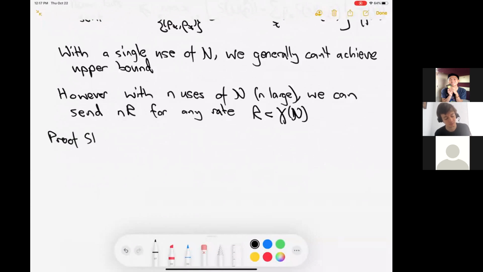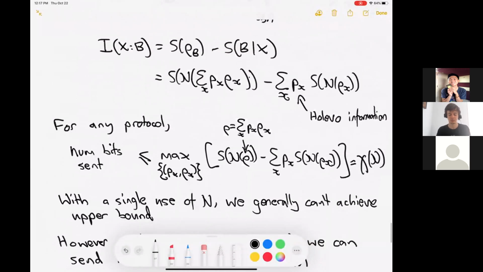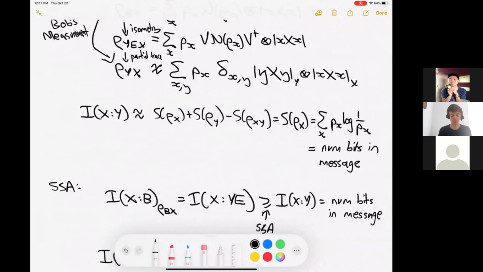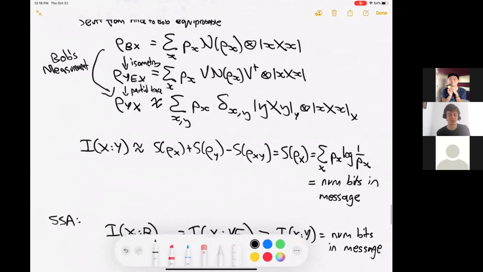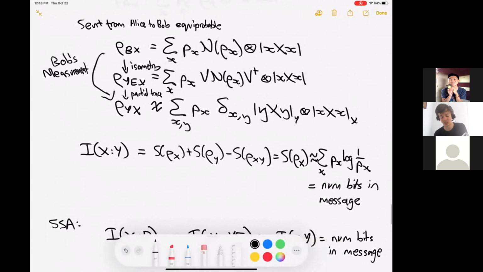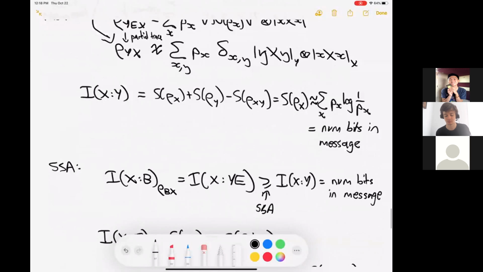Previously, we were talking about the mutual information of X and Y, and you said that was approximately equal to S of rho X plus S of rho Y minus S of rho XY. Why is that approximately equal? Yeah, so this should be an equality. But the idea is that for rho YX, we only need Y to be equal to X with very high probability, so that part is only approximate. Cool, I see.